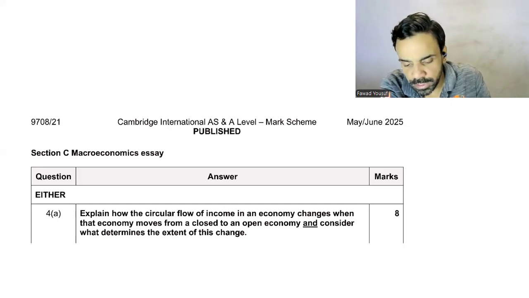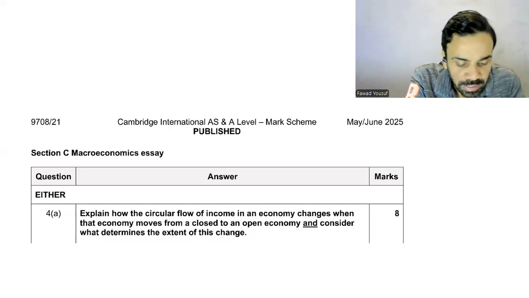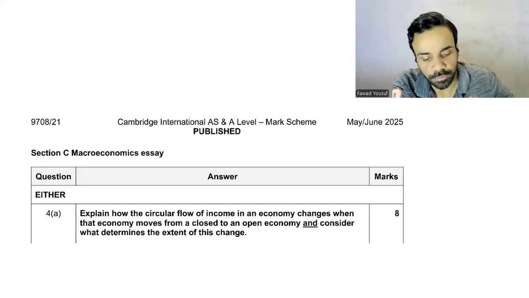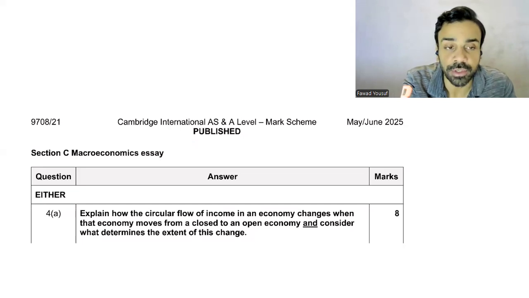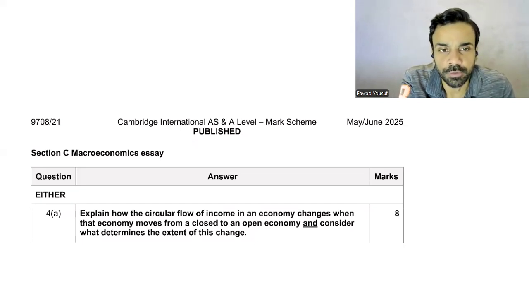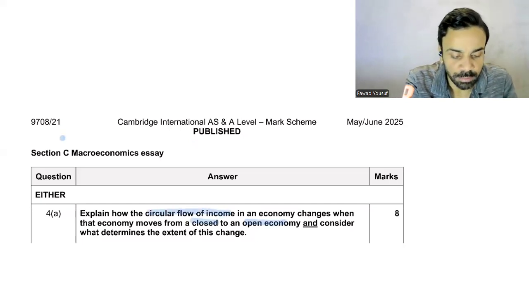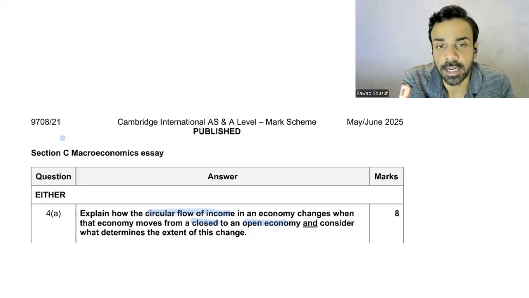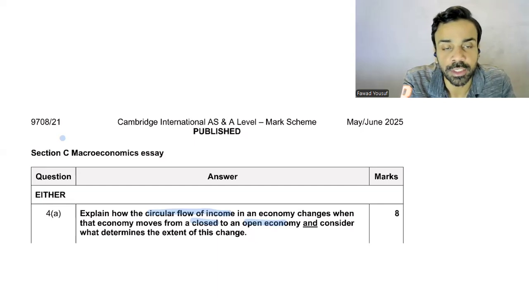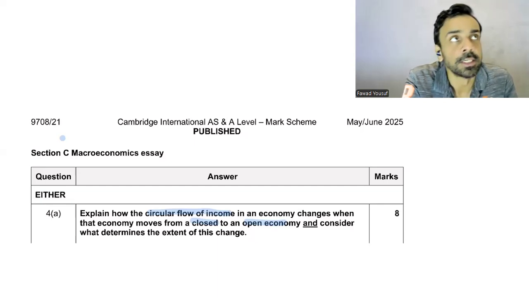All right. So the question says, explain how the circular flow of income in an economy changes when the economy moves from a closed economy to an open economy. A few things we have to explain, how it is happening. Do we need a diagram? We don't need a diagram in this one. They haven't asked for it.